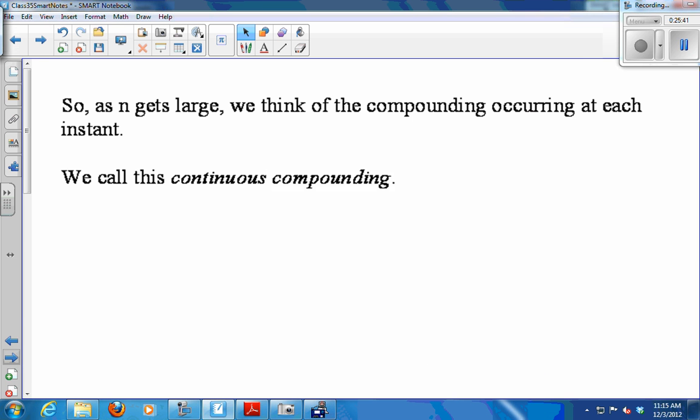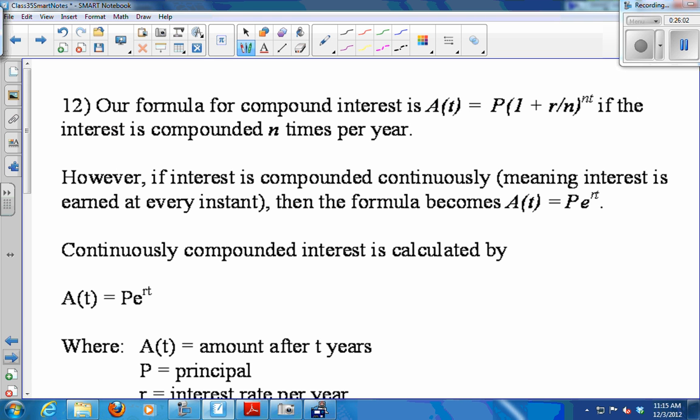So as n gets large, we think of the compounding occurring at every instant. We think of it as though we compounded our interest an infinite number of times per year. And we call this continuous compounding, continuously calculating the amount of money in your account. So our formula for compound interest is this. This is the one we already came up with for n times per year. But if the interest is compounded continuously, so you have to watch for this word continuously, that means that interest is being earned at every instant. This is our new formula.